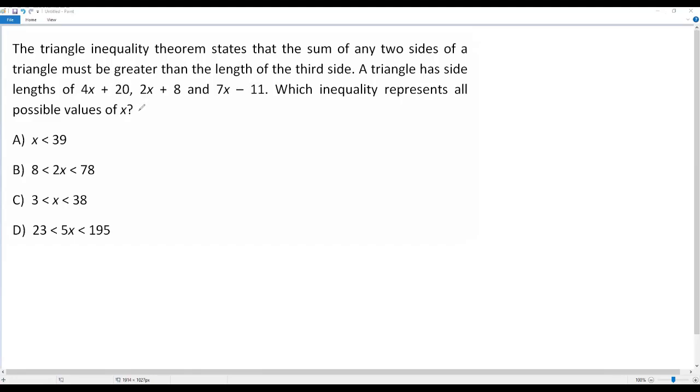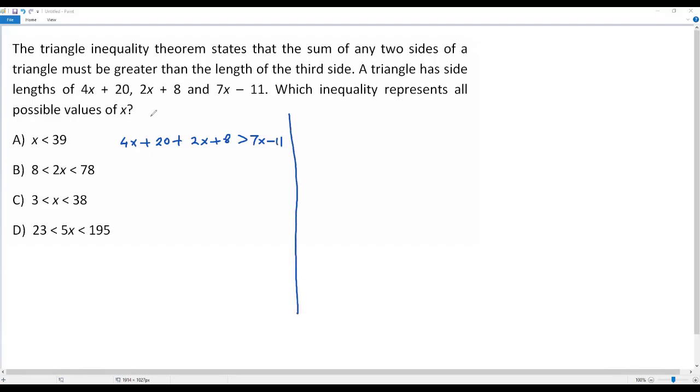possible values of x. Okay, according to the triangle inequality theorem, when I add the lengths of any two sides of the triangle, it will always be greater than the length of the third side. Now let me take the lengths of the first two sides and add them. That is 4x + 20 + 2x + 8. Here I have added the lengths of the first two sides. It must be greater than the third side, that is greater than 7x - 11.